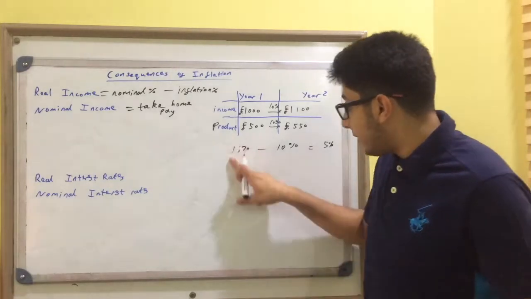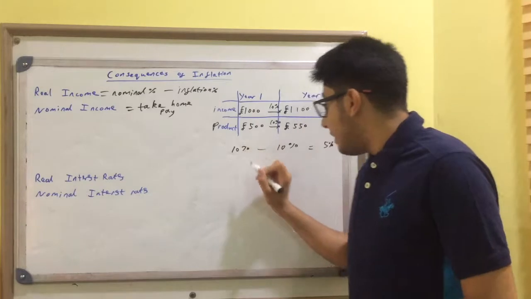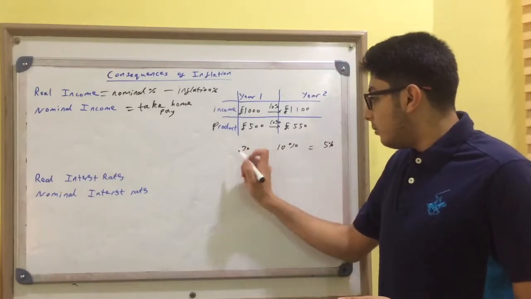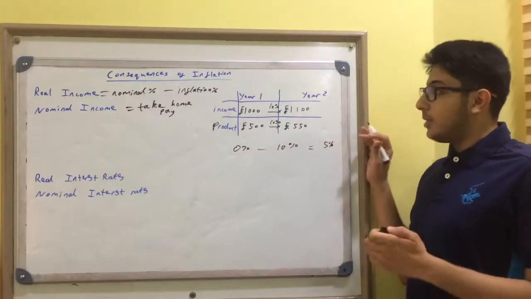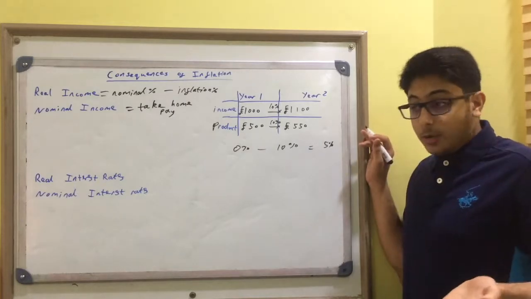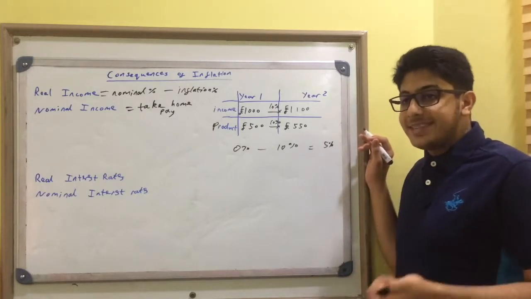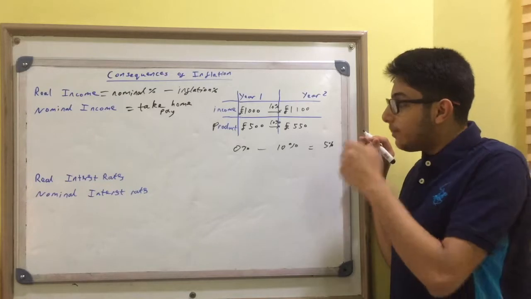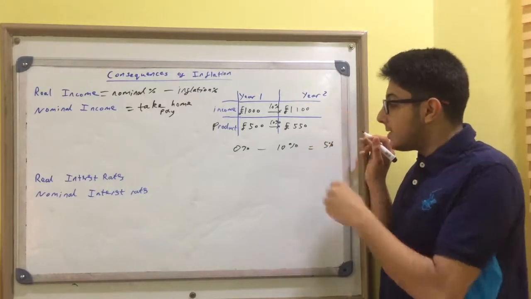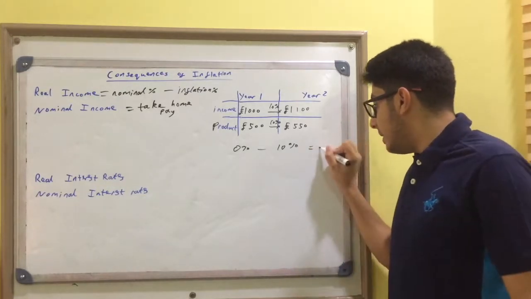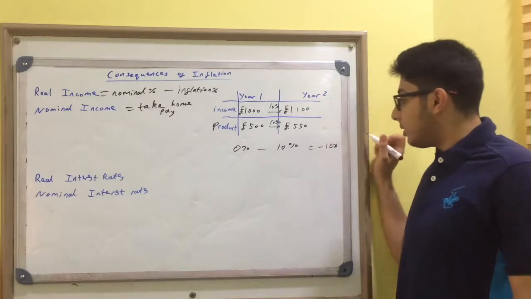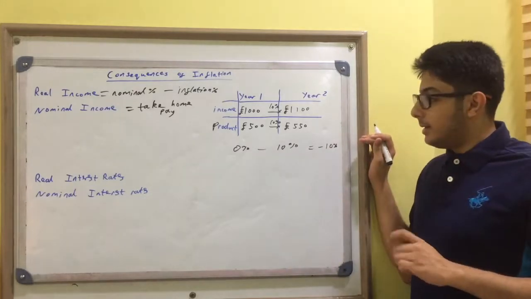But for the poor people, for example, their increase in income will probably be nothing because, well, that's just how it is. Poor people, their nominal income stays the same. Okay, so they get poorer and poorer as the rate of inflation increases. So the value of their real income actually decreases.